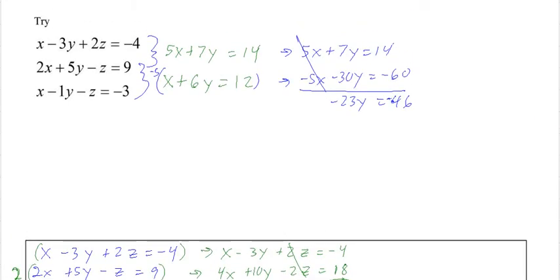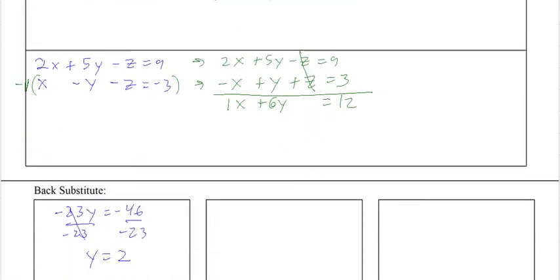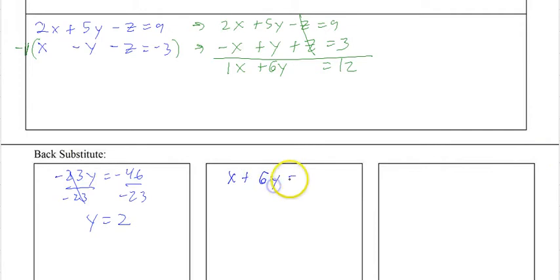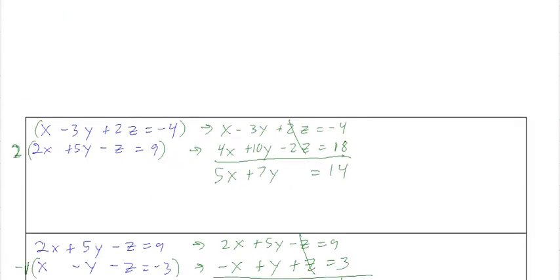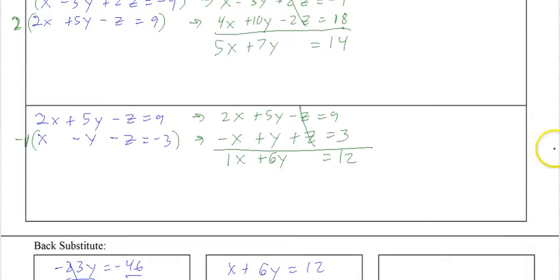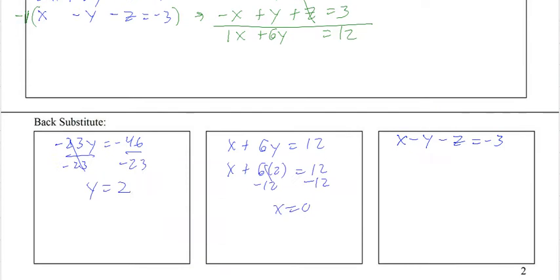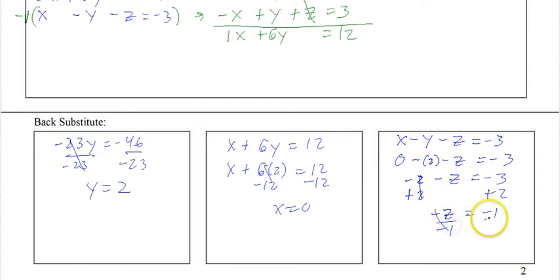We go back. Which equation do we like the most? I like that one, x plus 6y equals 12. Plug in the 2. x is 0. And then we go back to the original equations, and I like the bottom one. Plug in our values: 0, 2, negative 3. So that's minus 2 minus z, add the 2, and there it is.